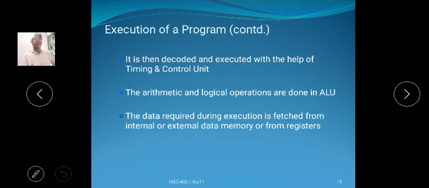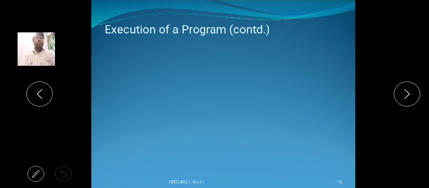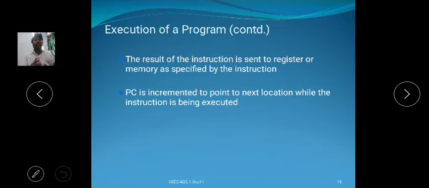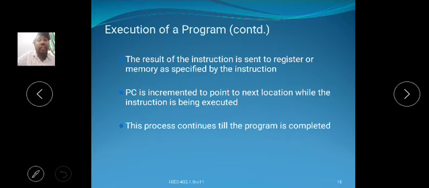The data required during the execution is fetched from internal or external data memory or from the registers. And the result of the instruction is sent to the register or memory as specified by the instruction. The program counter is incremented to point to the next location while the instruction is being executed. This process continues till the program is completed.